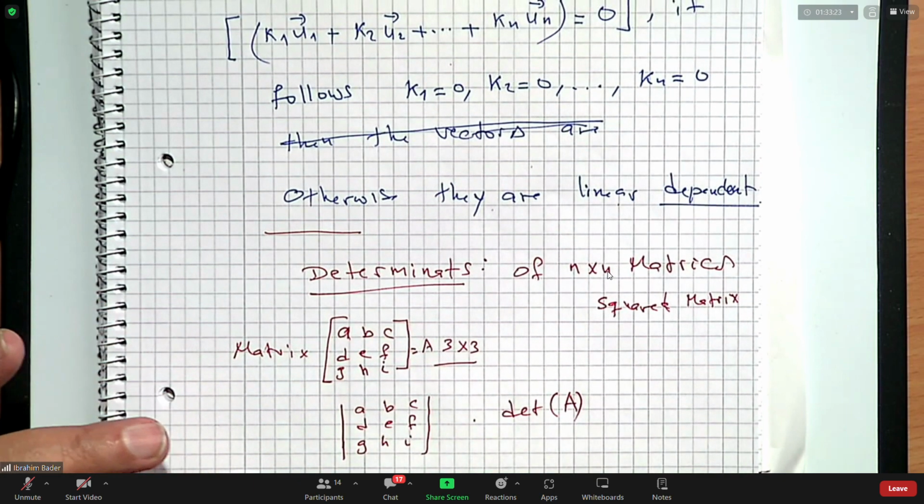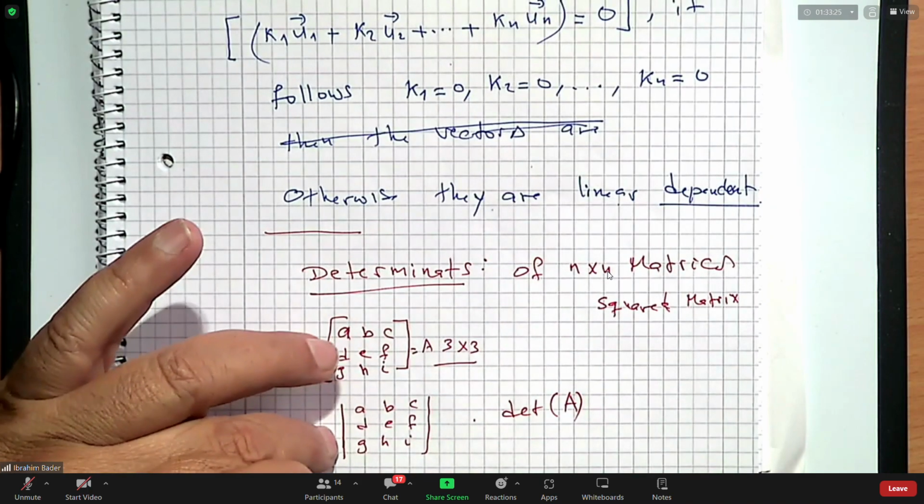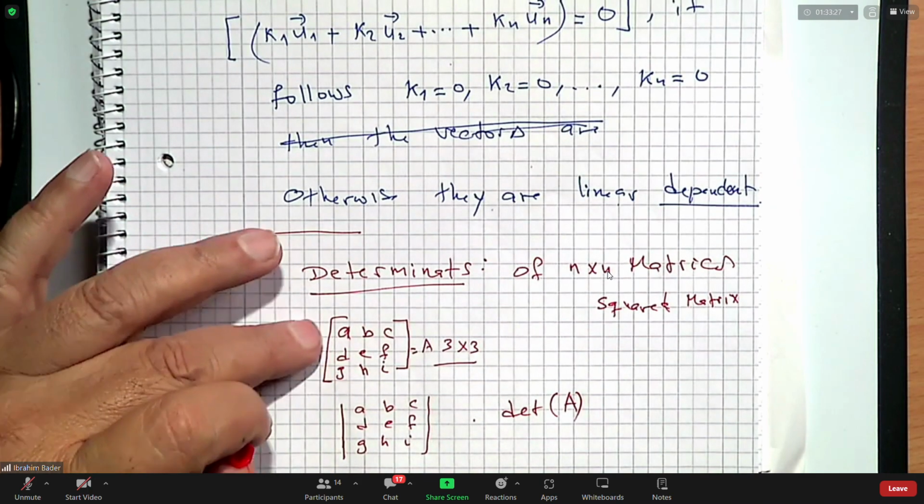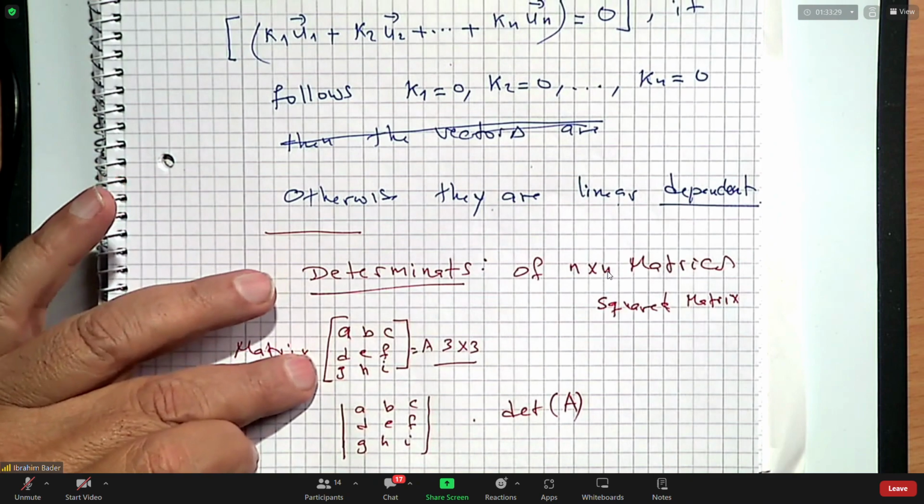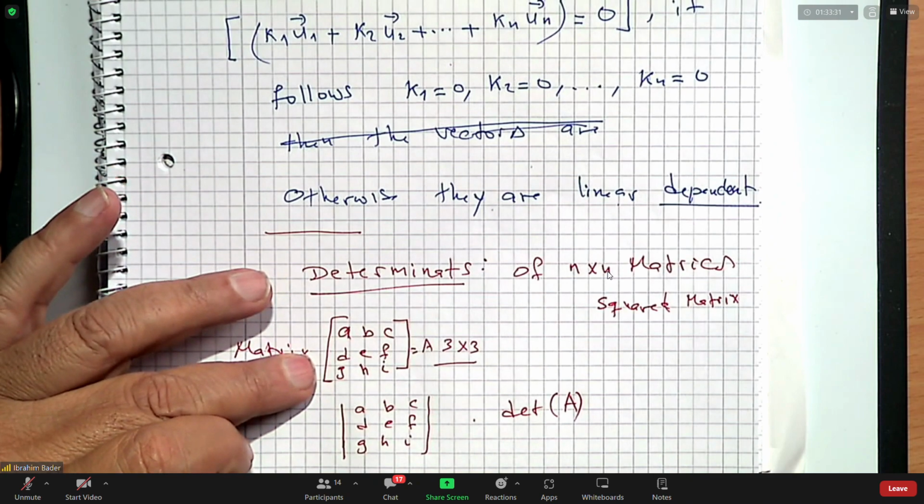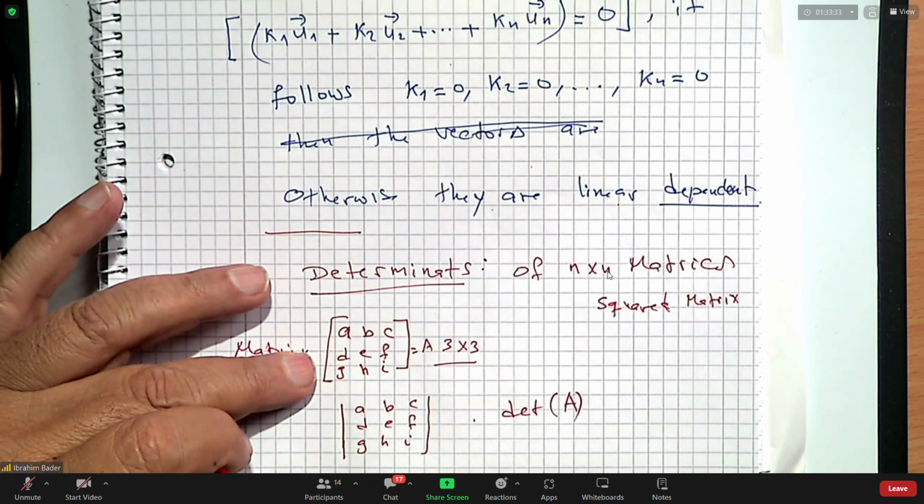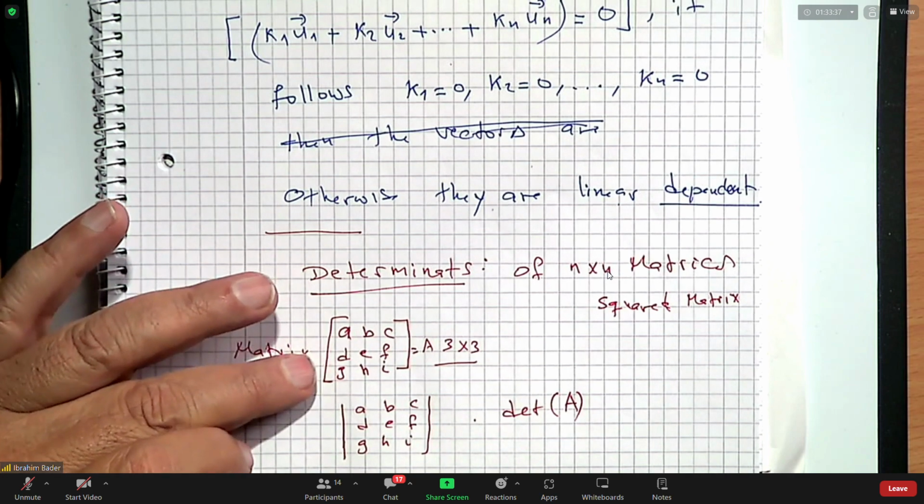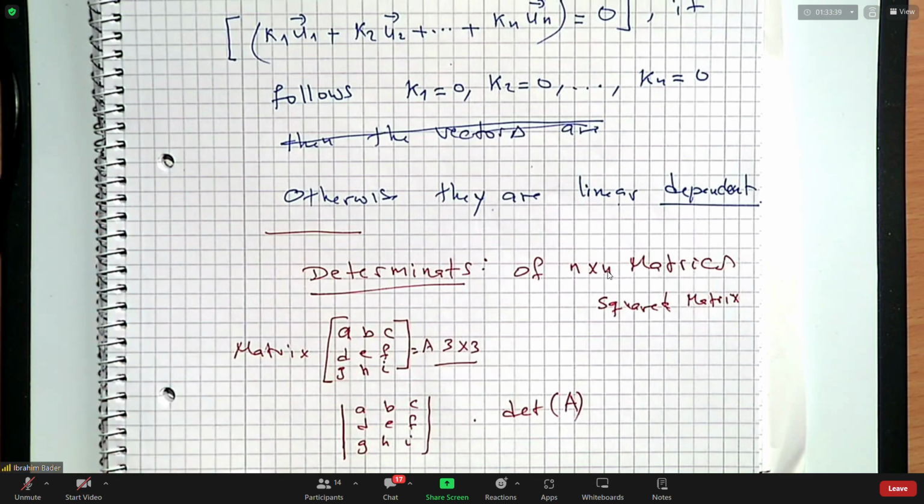It was called determinant because it determines a number. Notice that the input here, this matrix, is a 3 by 3 set, while the output is a real number, so it determines a number for that matrix.